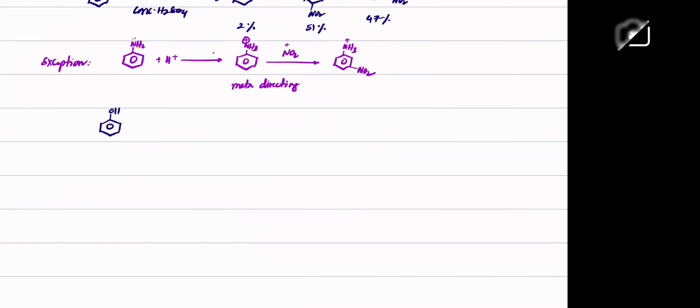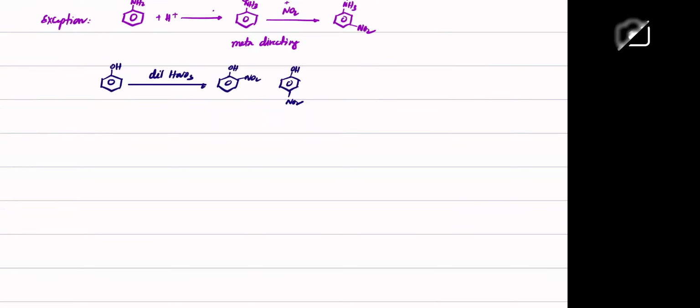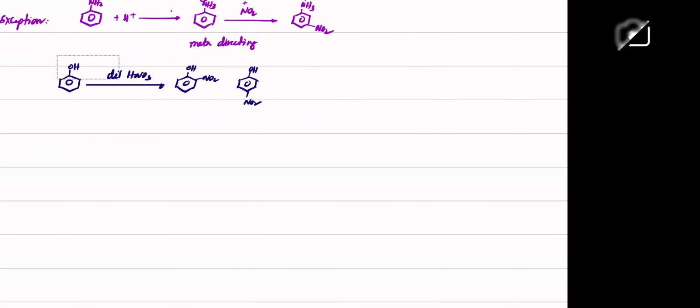Phenols, when you react with dilute HNO3, you don't have much problem here. You will get ortho and para, so OH here and NO2 here. But the problem comes when you have the concentrated form.